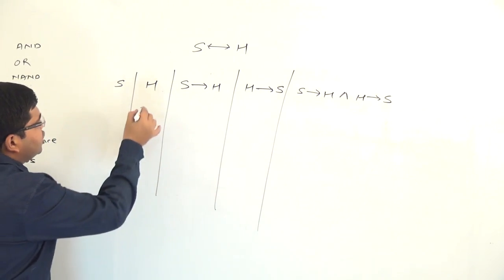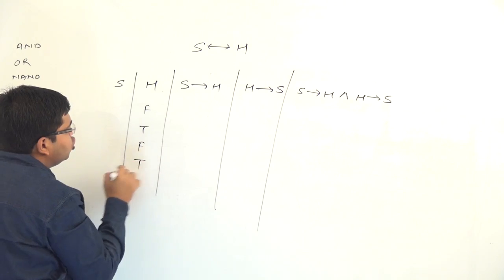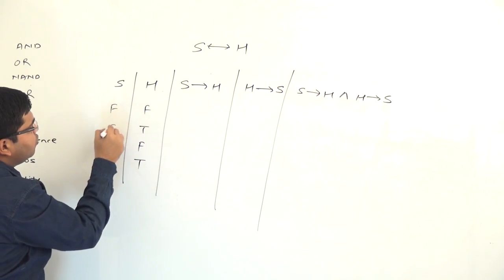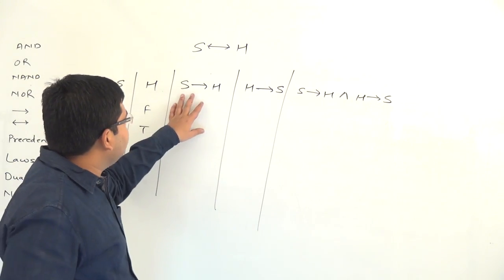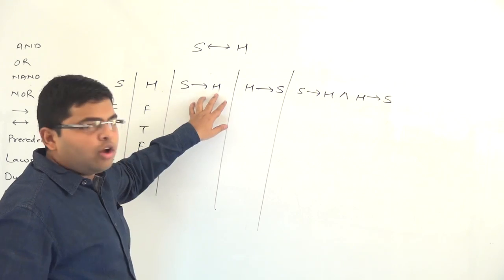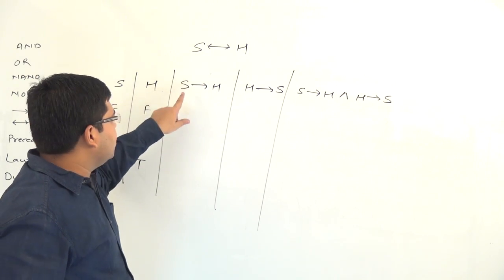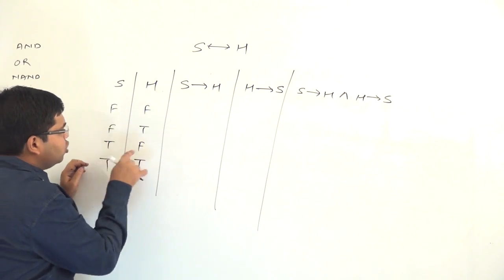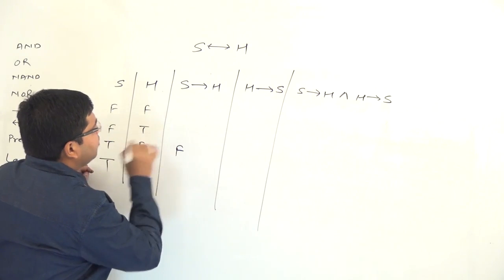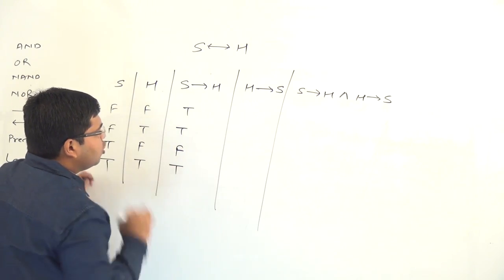Now let us give the values here. False, true, false, true. Okay. Now first implication, if Sunday then holiday. What does that mean? Holiday without Sunday not possible. Sunday true, holiday false, not possible. So this row will be false, other rows will be true.